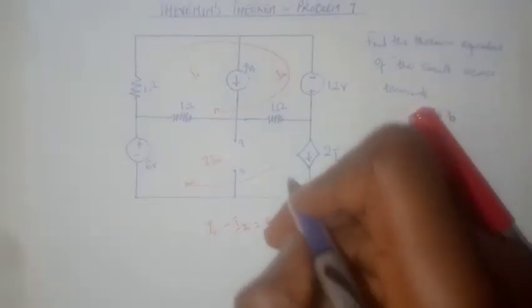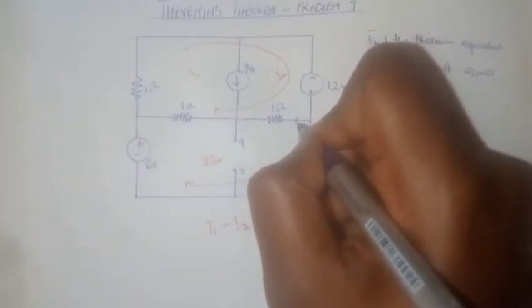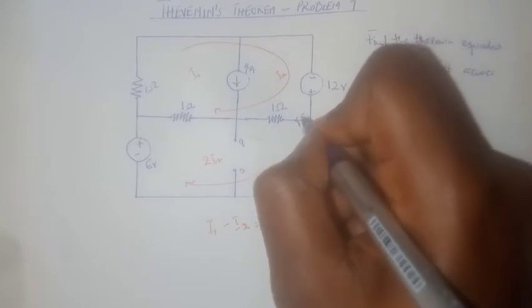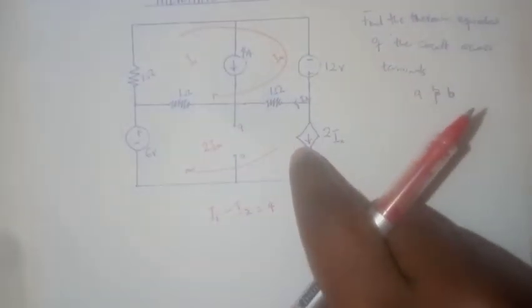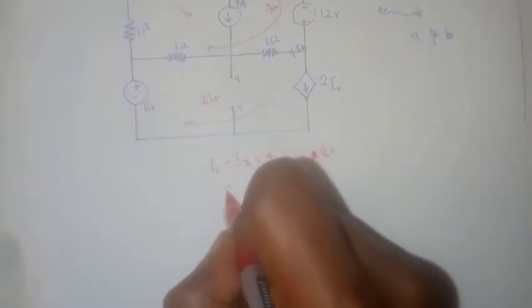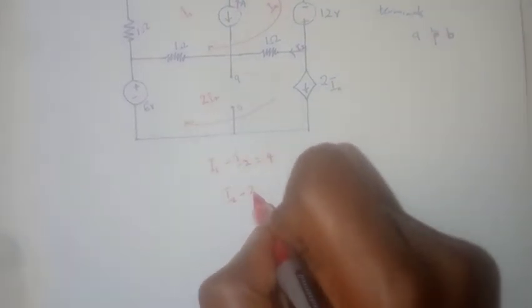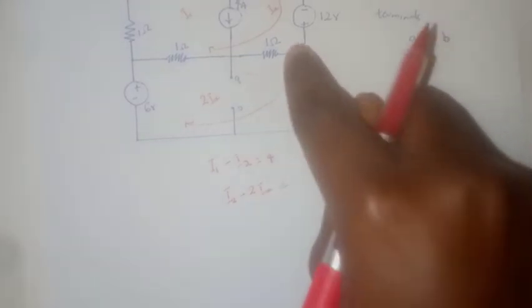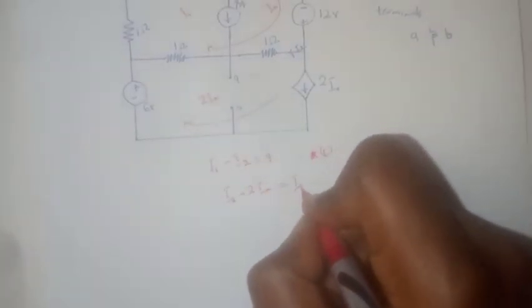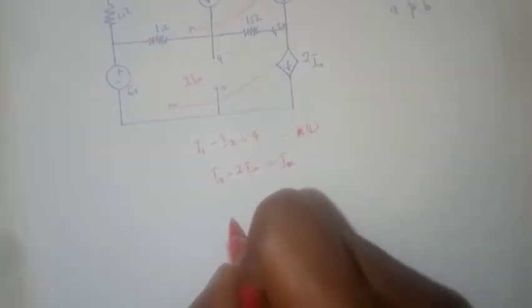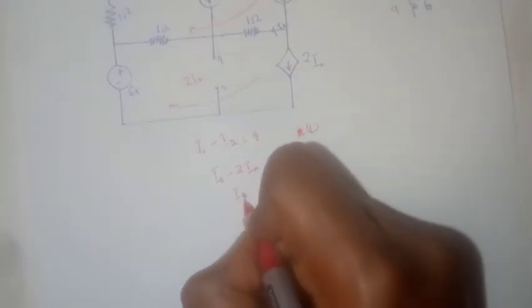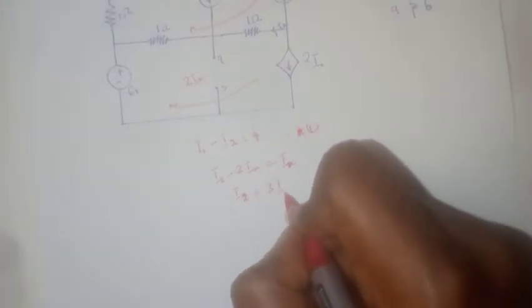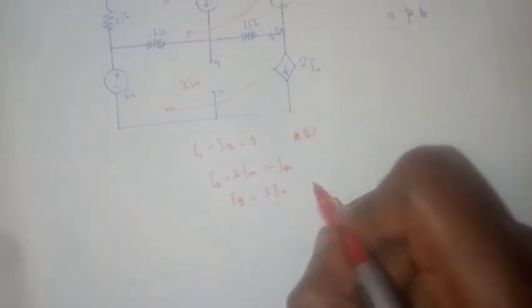Also note that this is the current Ix over here that we will be using for the dependent source. This is Ix. The next thing we want to note is that I2 minus 2Ix is equal to Ix. So we know that I2 is equal to 3Ix, and call this a second equation.